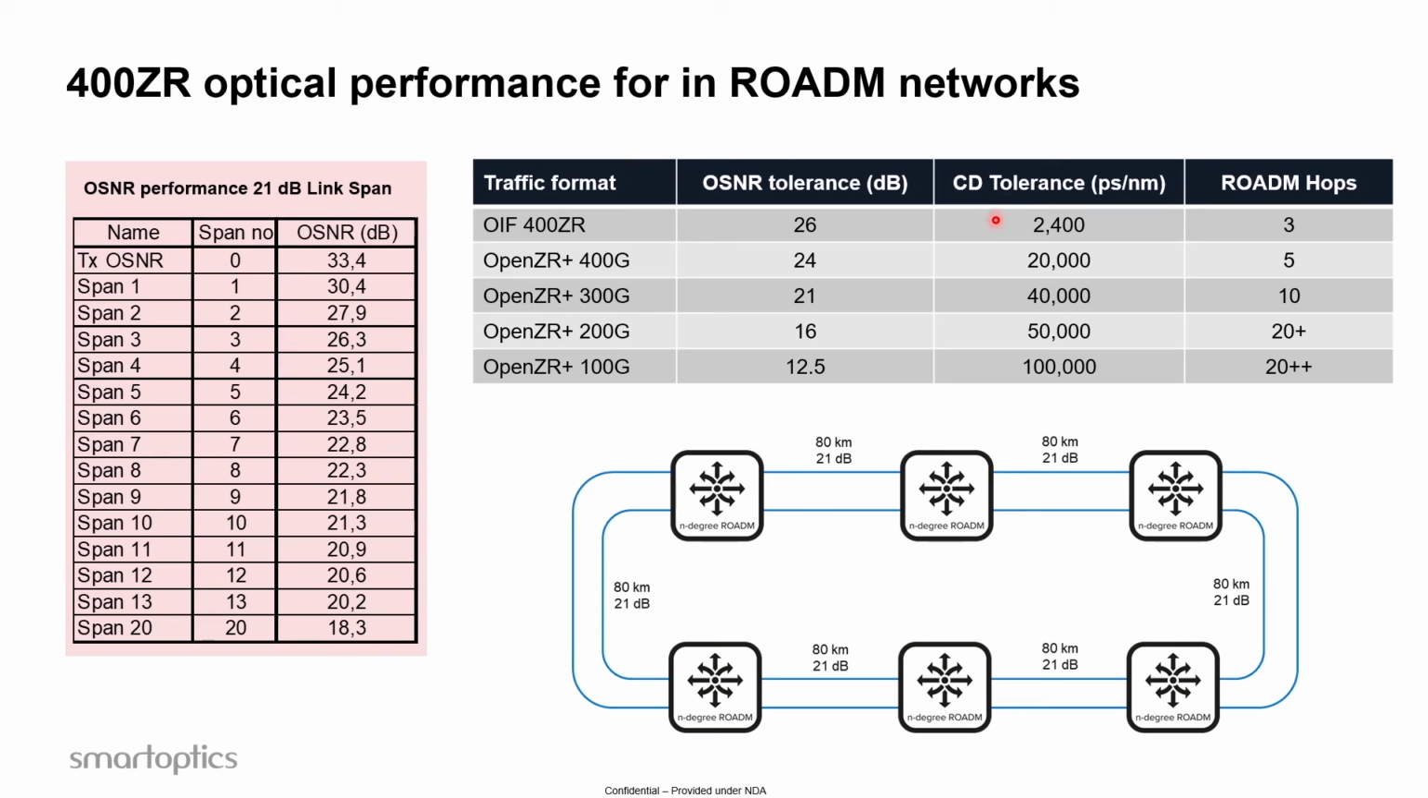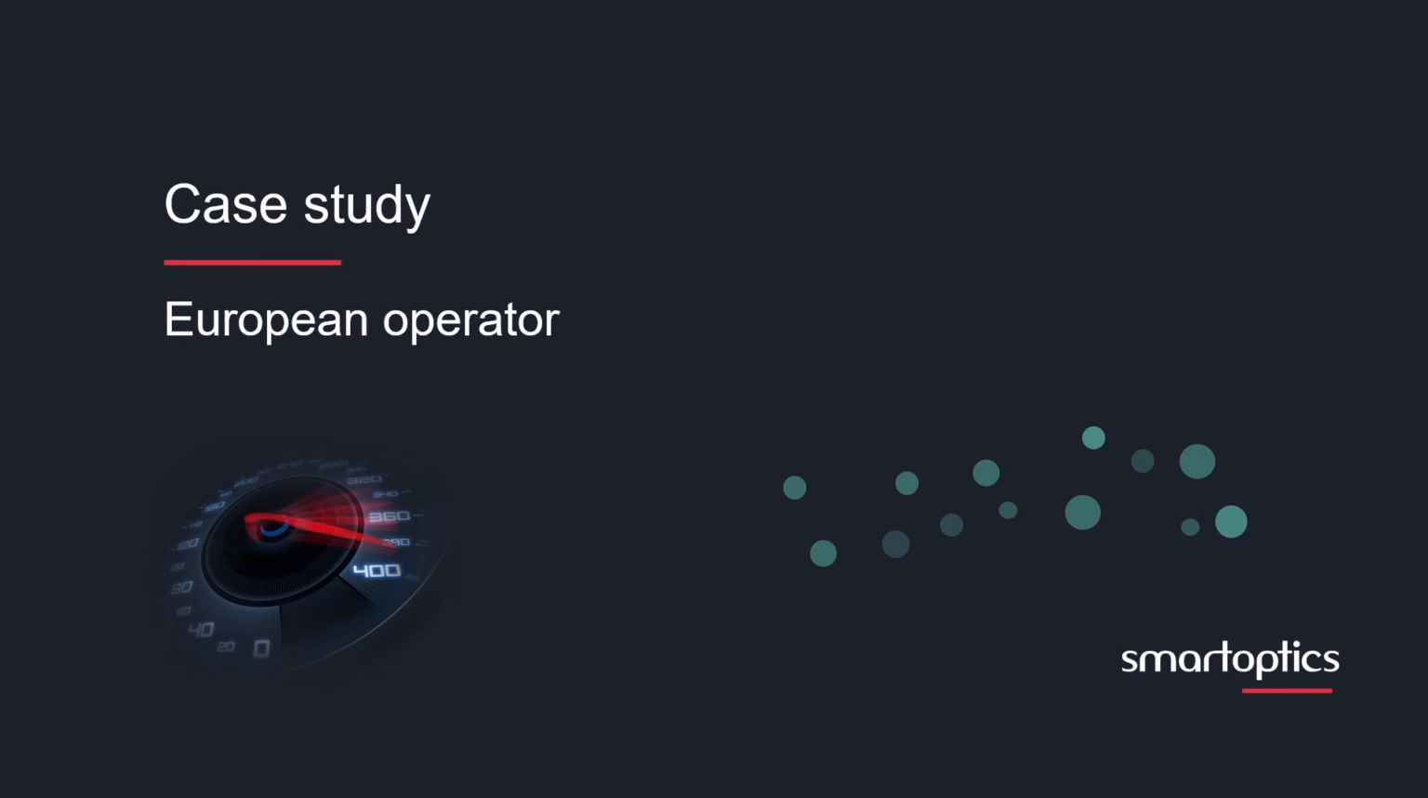So in that case, the OIF 400ZR will actually not be OSNR limited in a network like this. It would be chromatic dispersion tolerance limited. So that's something that you have to keep in mind, but that's a specific, unique situation for the OIF-based 400ZR. The other ones have such a high number here, so it shouldn't give you any penalty or limitation. So that was the optical performance slide.